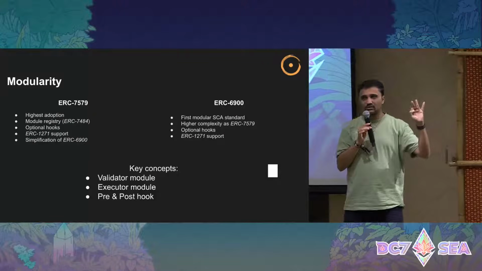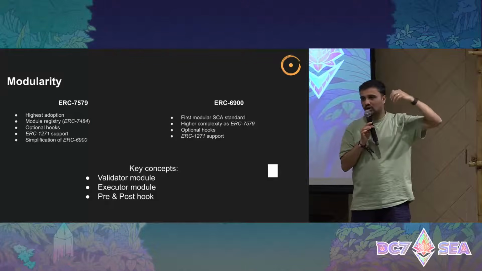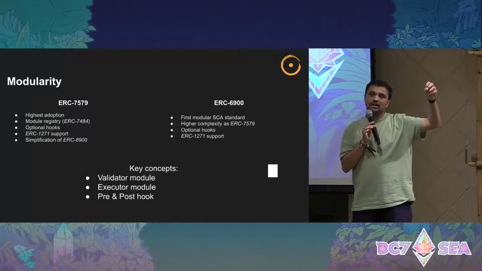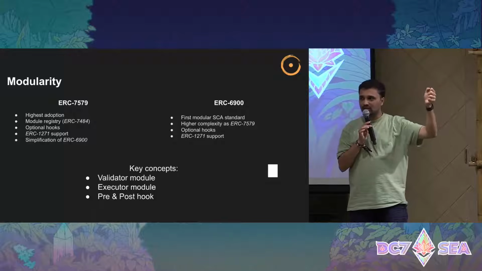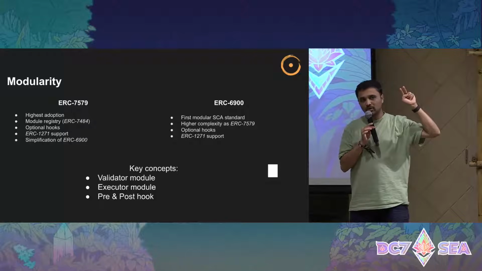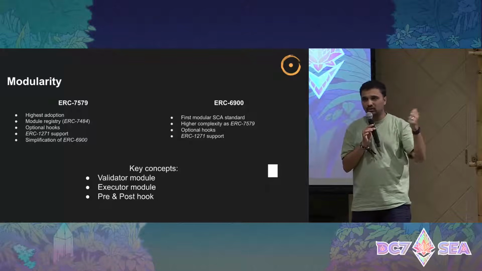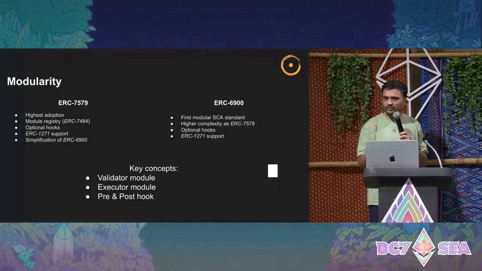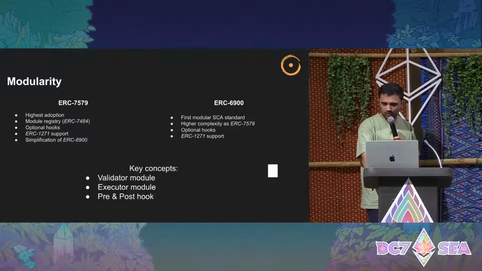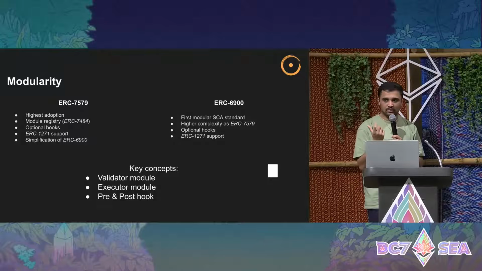So the three main modules that are available. One is the validator module, where you can install these validator modules, and the only thing that the validator module does is check things before an execution happens. The second is the execution module, which actually changes state on chain. And then there are pre and post hooks where you can do some conditioning before and after an execution module. There are two different versions of it, one is gaining more momentum compared to the other, but both try to solve the same problem, which is how you create this communication layer between an account and installable functions.